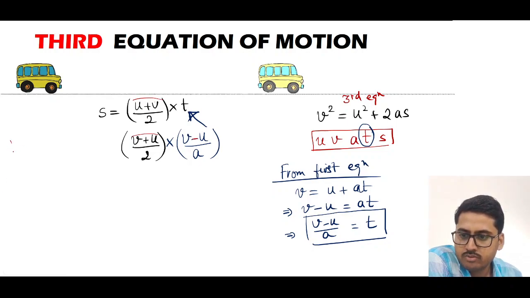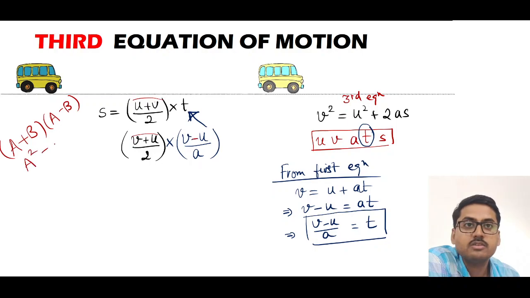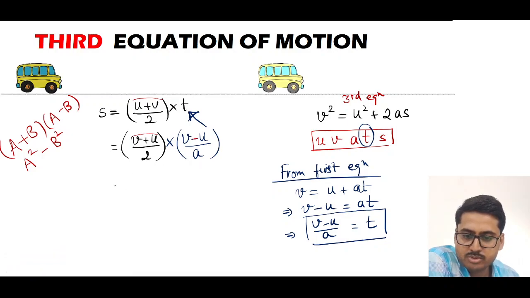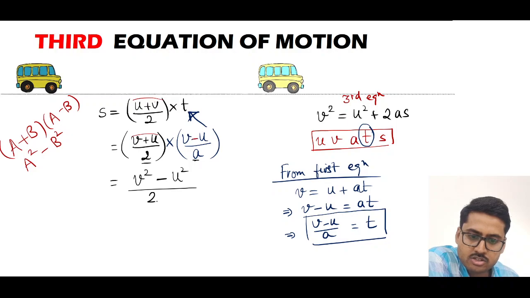You must have learned one formula in math like a plus b multiplied by a minus b. What is this identity? A square minus b square, right? So we can use this identity beautifully over here and see how maths helps us in solving this question. So v plus u, v minus u will give you v square minus u square, divided by this 2 and a can be multiplied. This is 2a and this is s.